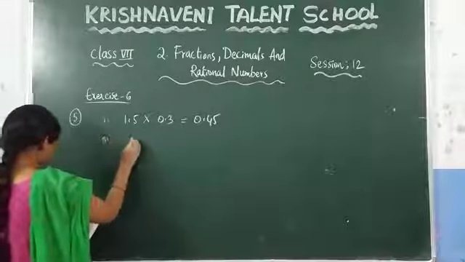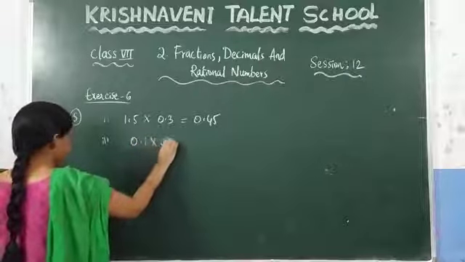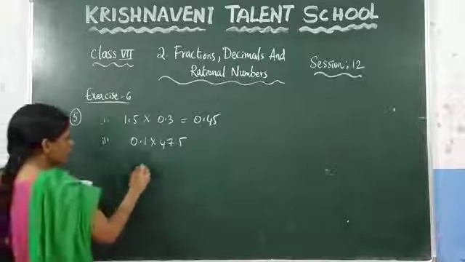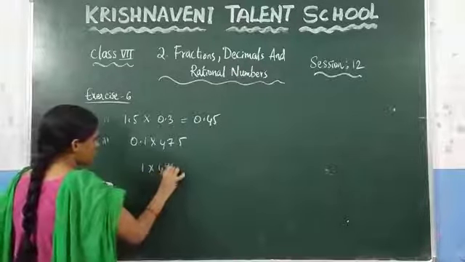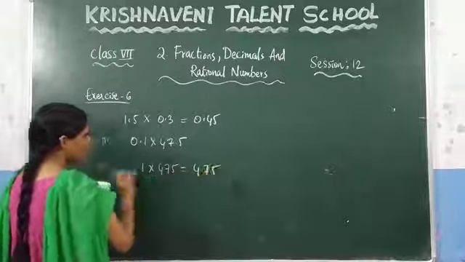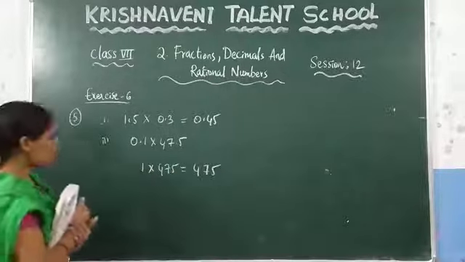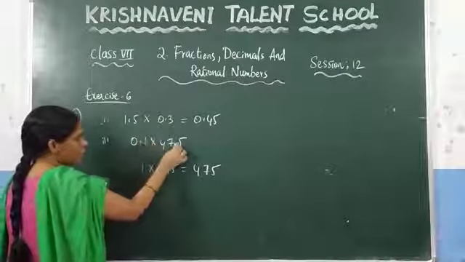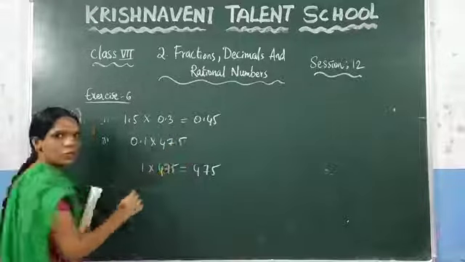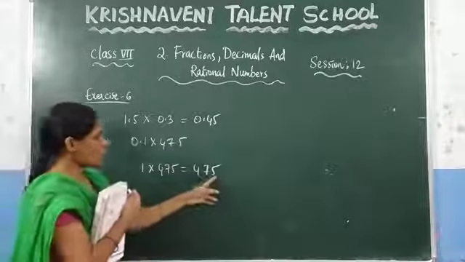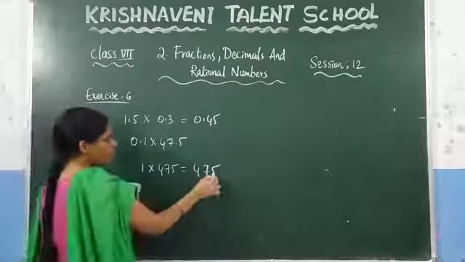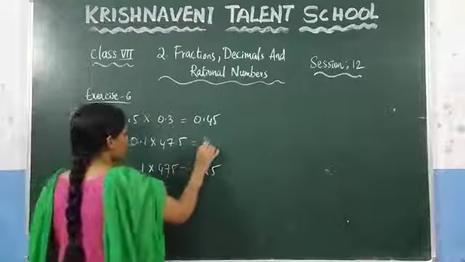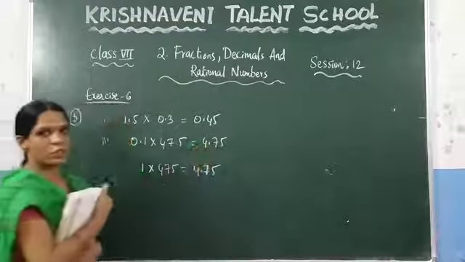The second question here, 0.1 into 47.5. The same thing, leave the decimal point. What are the numbers here? Here 1 is there and here 475 is there. So you know that 1 into 475 gives you 475. Now how many numbers are there after the decimal point? Here one number is there, and here after the decimal point, one number is there. So two numbers are there. Now starting from the right, count two numbers. So here it is 1 and it is 2. Before that is the decimal point. So the value of this one is 4.75. Like this you need to find.